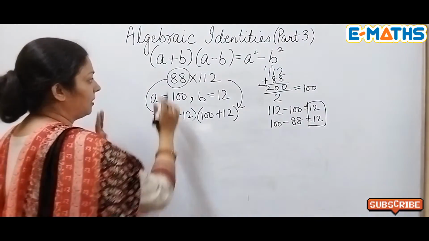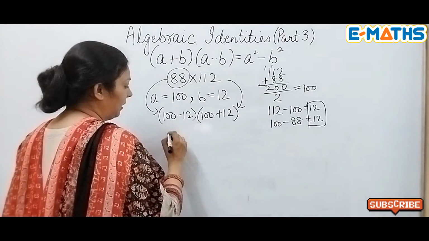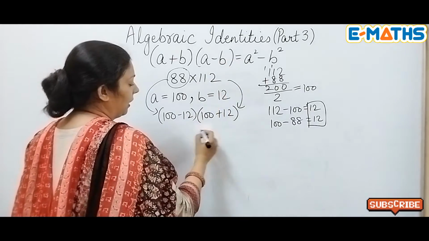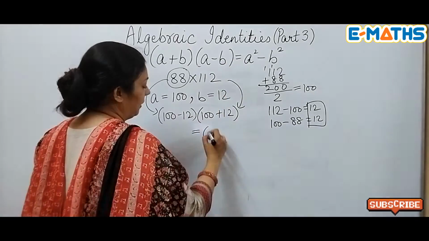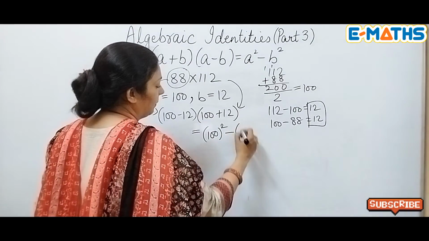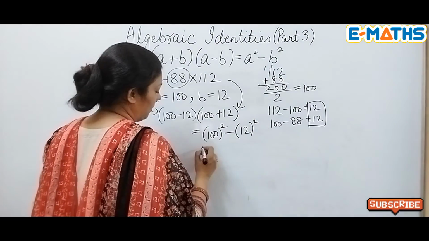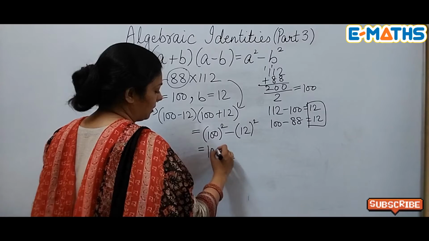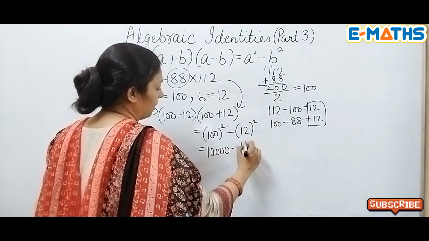Now our question is in the same form of identity. Simply put it on the RHS. So A square will be 100 square and B square will be 12 square. So 100 square means 10000 minus 144.